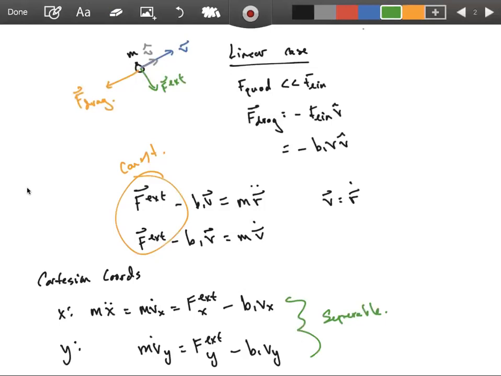So again, this is just saying that the instantaneous acceleration in the x direction depends on the instantaneous velocity in the x direction, as well as the forces in the x direction, while the instantaneous acceleration in the y direction only depends on the instantaneous velocity in the y direction. So it's completely uncoupled. I don't have anything in the x depending on what's happening in y and vice versa, which is very nice. Now, let's look at the other case.